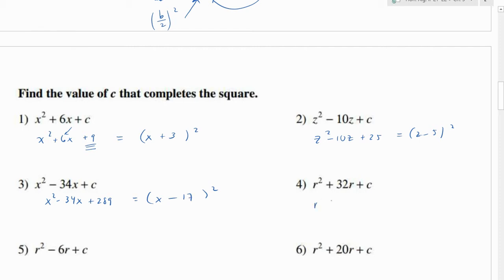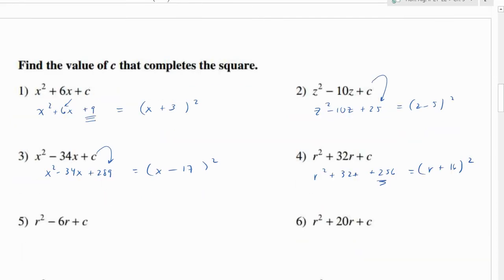This one, r squared plus 32r plus something gives me a perfect square. I'm pretty sure I know this. Yeah, I know this. I'm still going to double check it on my calculator. Half of 32 is 16, and 16 squared is 256. I can't believe I'm double checking that. I do 16 squared all the time. Yep, it is. So this would be an r plus 16 all squared. So the C would be 256 here. The C would have been 289. The C would have been 25.